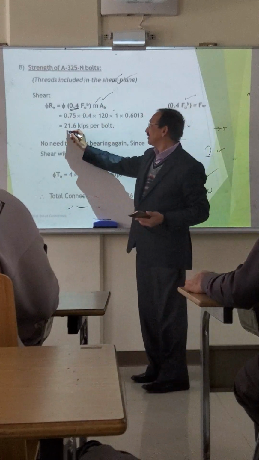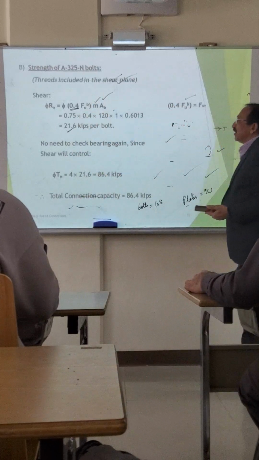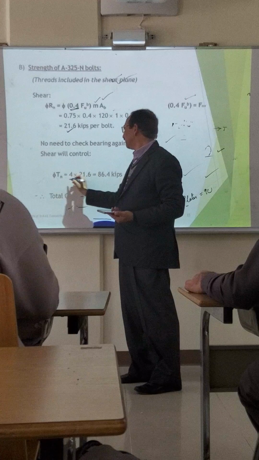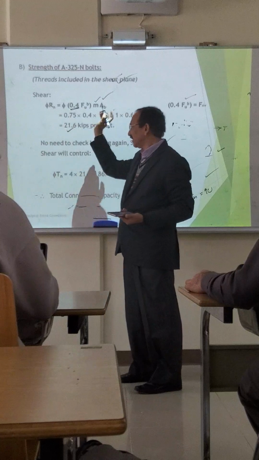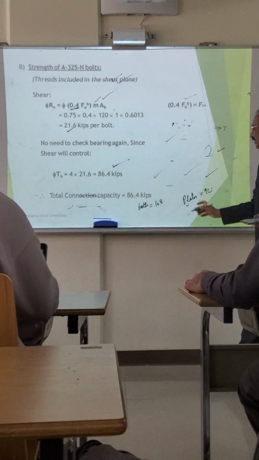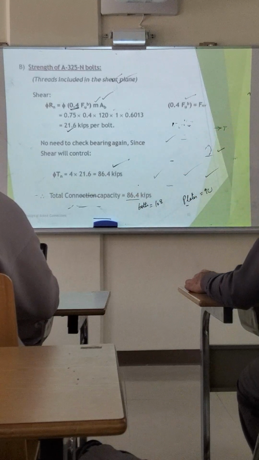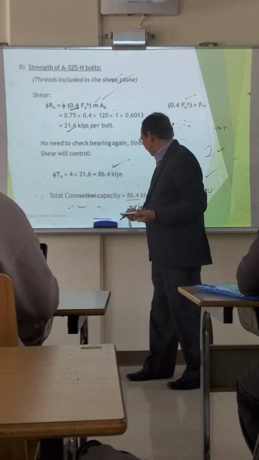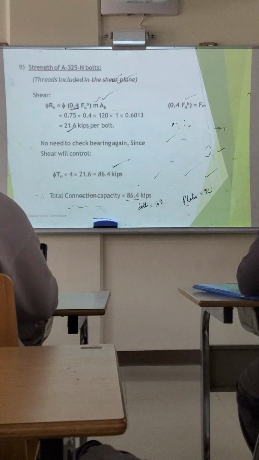So we get this value as 21 point something. So you see this value will be less when the threads are included in the shear plane. And all other things will be the same because there is no difference, only this will be considered. So we get this value as 21.6 in this case, and the capacity of the plate, all the shearing, everything is the same. So the capacity will now be reduced to only 86.4 in this case. In the shearing it will be the same. In the case of bearing also it will be the same. Only because of this condition it will be reducing. So failure will be at 21.6 and you have 4 bolts. So 4 into 21.6.